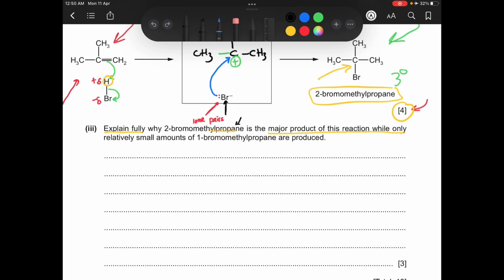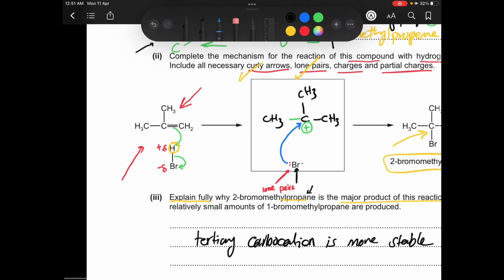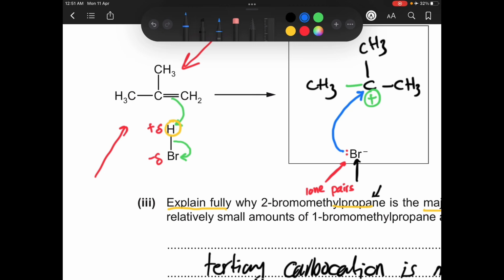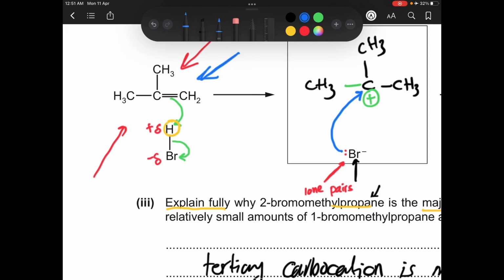So what are the things that you have to keep in mind? You have to keep in mind you have a tertiary carbocation, which is more stable than what? If you have this compound, you have two possible products in this reaction, by the way.